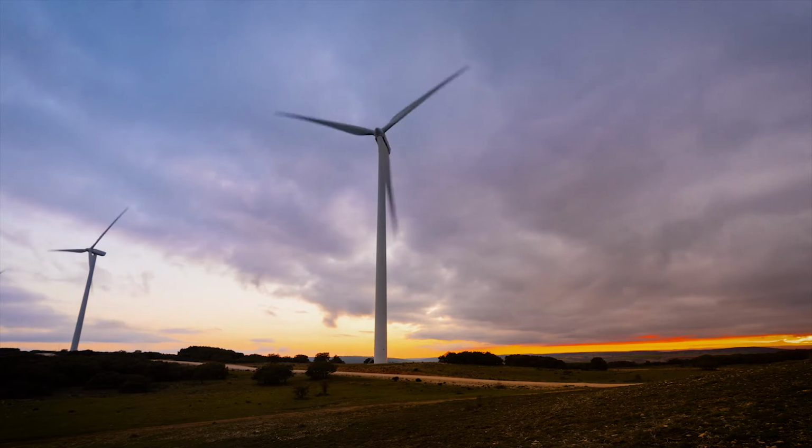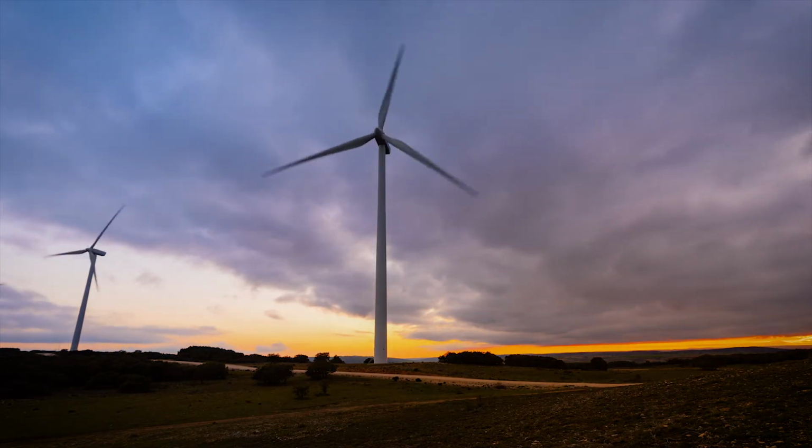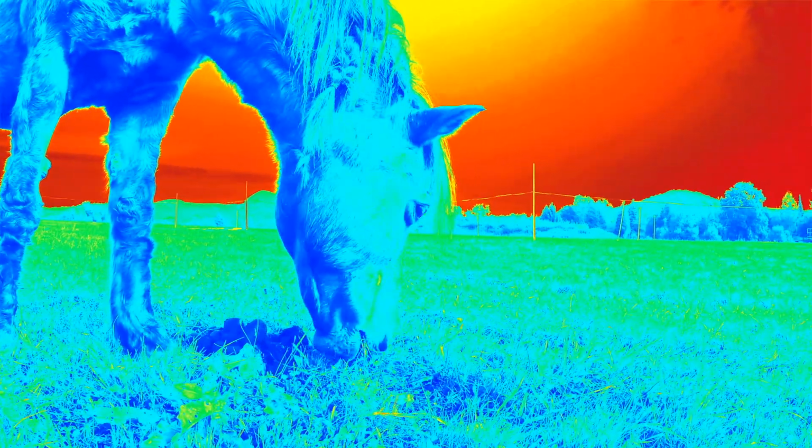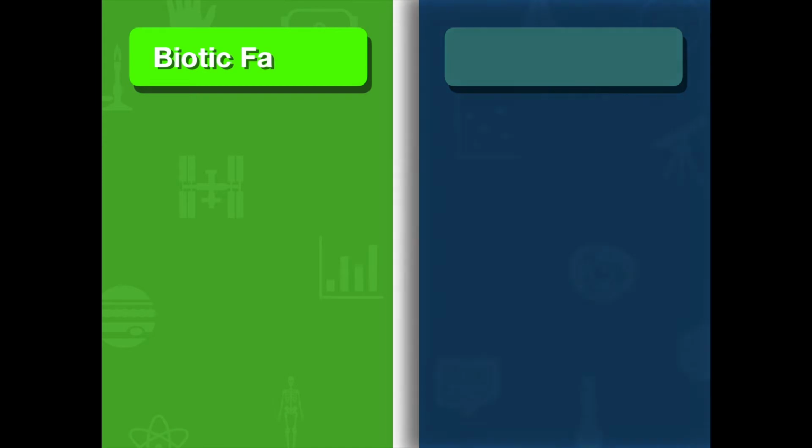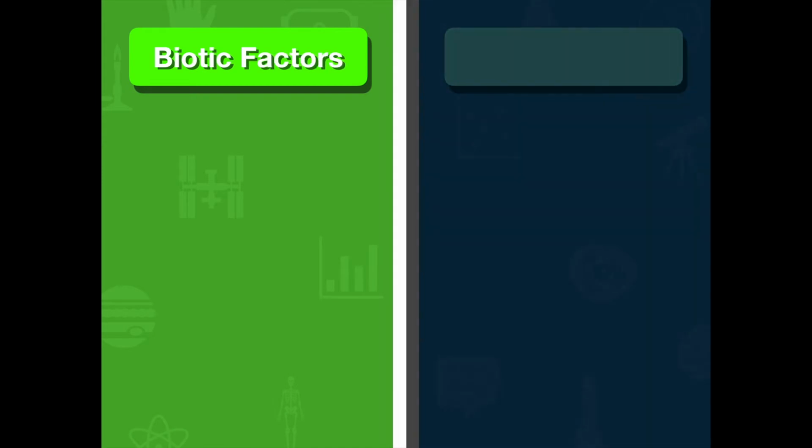Now, other abiotic factors such as temperature, wind, and pH may not be used or consumed by organisms, but they're still going to have a major influence on those organisms' lives. So if we're trying to categorize this, let's think about biotic factors and try to make categories that we're going to see in our ecosystems.